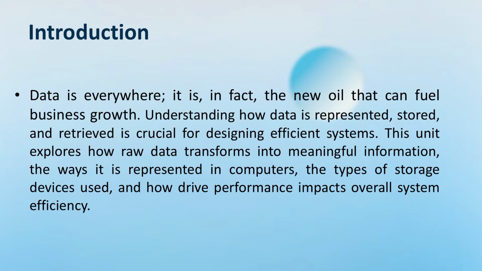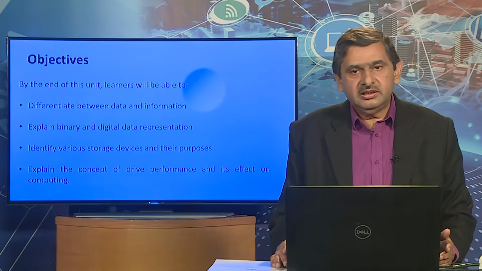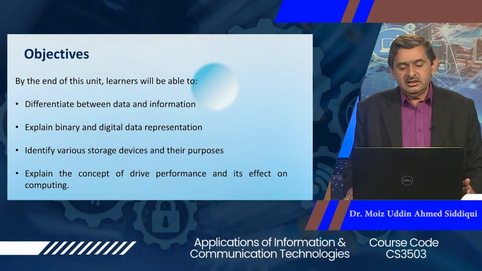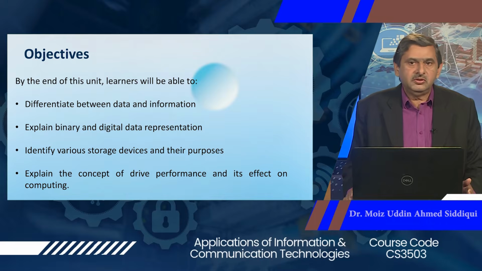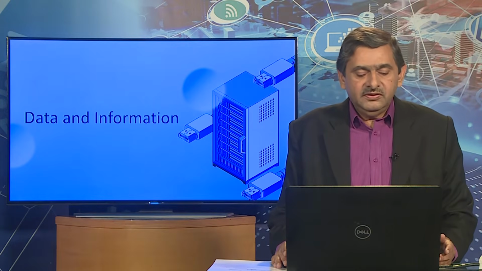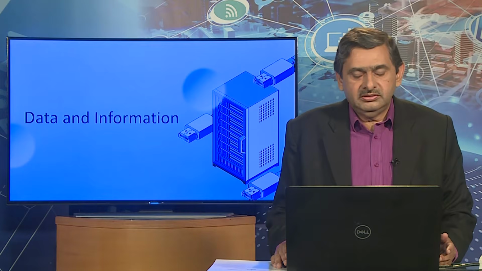This unit explores how raw data transforms into meaningful information, the ways it is represented in computers, the types of storage devices used, and how drive performance impacts overall system efficiency. Now, let's come to the objective of this course. By the end of this unit, learners will be able to differentiate between data and information, explain binary and digital data representation, identify various storage devices and their purposes, and explain the concept of drive performance and its effect on computing. Let's start with the first concept of data and information.